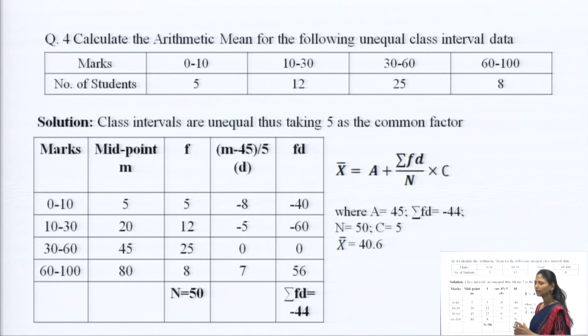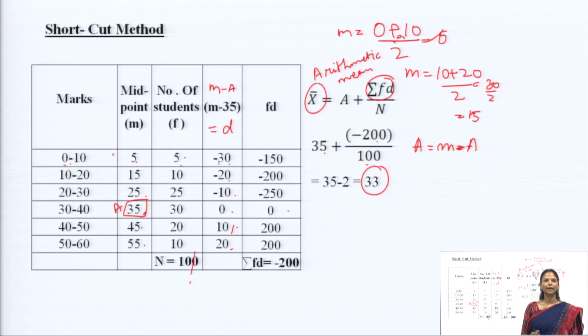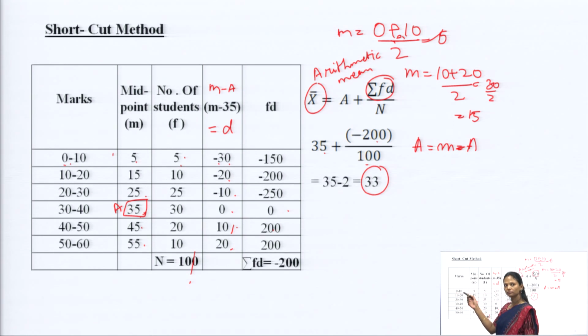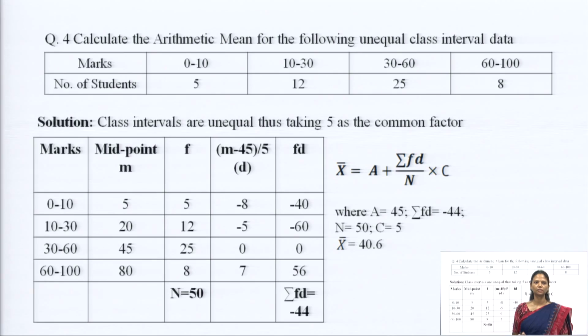Equal class interval means, in the earlier question we had 0 to 10, the difference is 10, 10 to 20, the difference is 10, 20 to 30, the difference is 10, 30 to 40, the difference is 10. So, when the difference is the same in the class intervals, that becomes an equal class interval question. But this question shows you unequal class intervals. For example, 0 to 10 the difference is 10, 10 to 30 the difference is 20, 30 to 60 the difference is 30 and 60 to 100 the difference is 40. So, this is the unequal class interval.